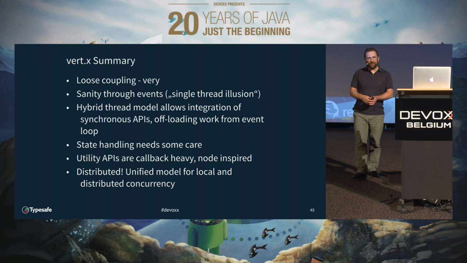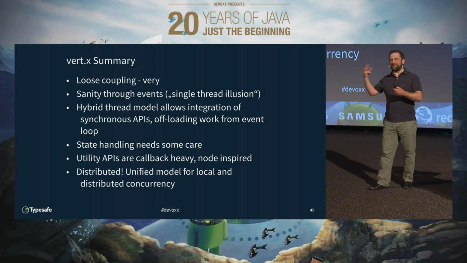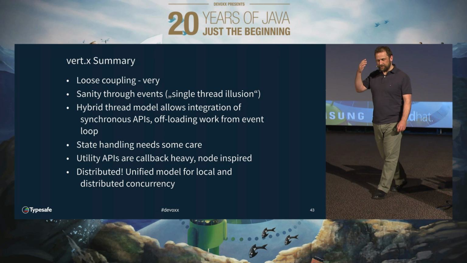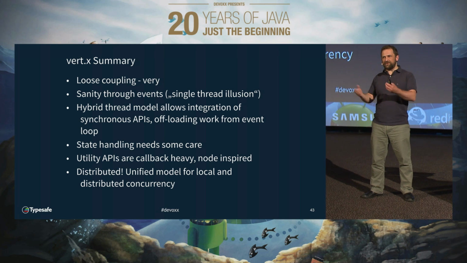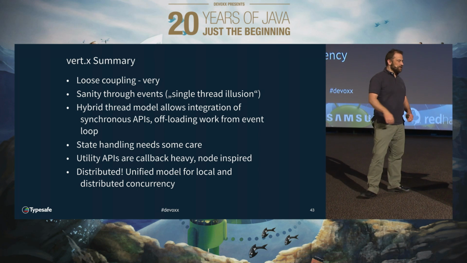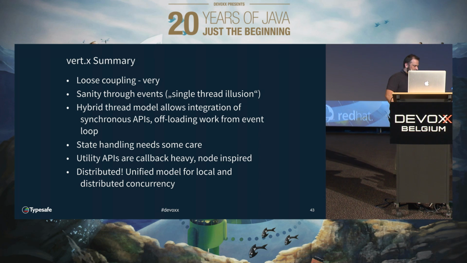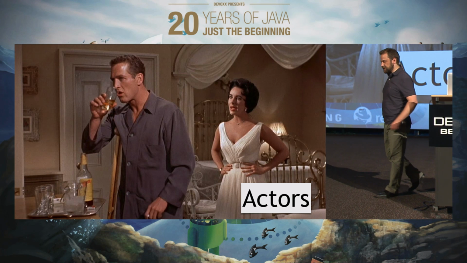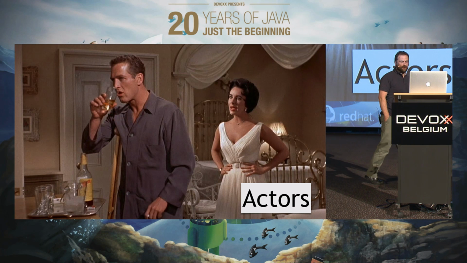So usually we have different models for distributing work locally and distributing work over the network. With an event bus like this, it's a unified model. So you can build your application in this way, and if you want to scale out, you just add another machine to your event bus and deploy the verticals there, and can spread your system over a number of machines without having to care much about it. I think this is a very strong feature of Vertex, of course. Actually, a feature it shares with actors, the last of the four approaches I want to present.